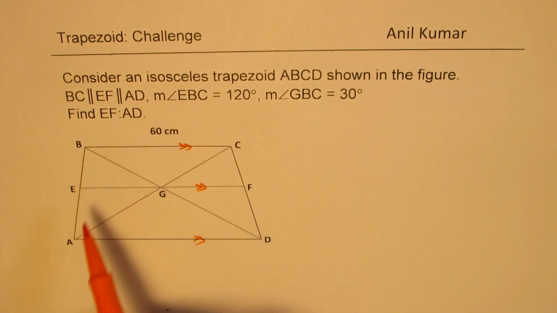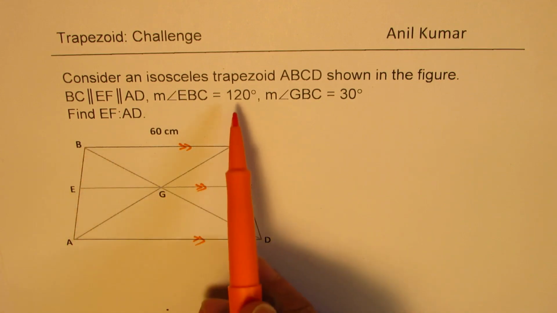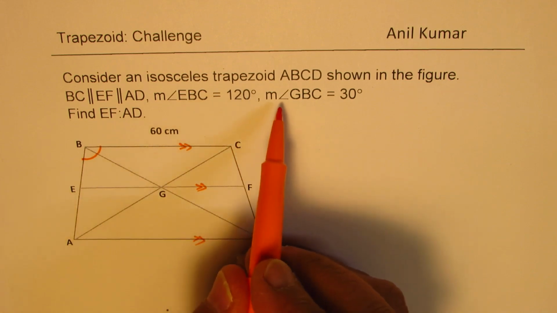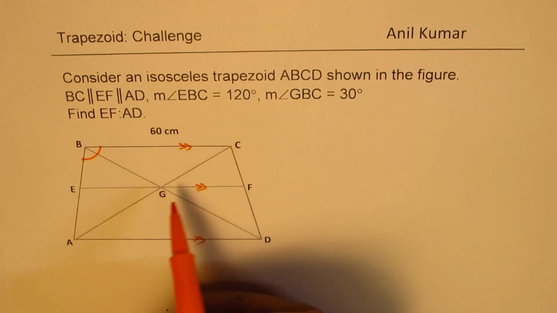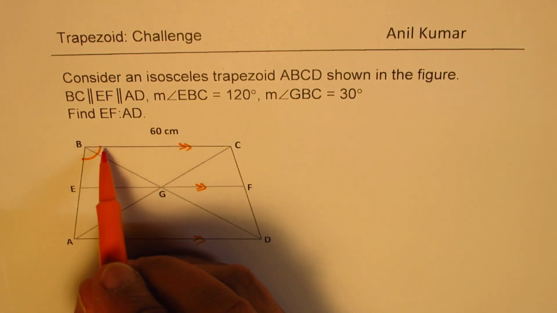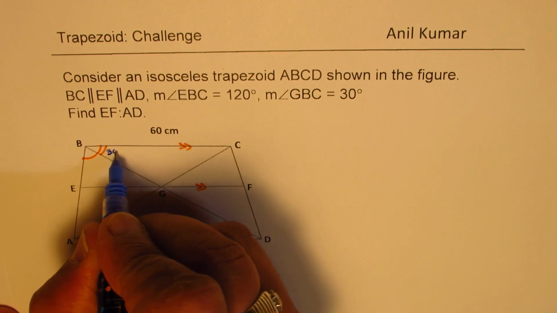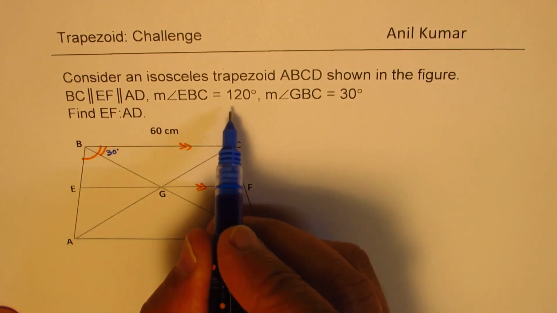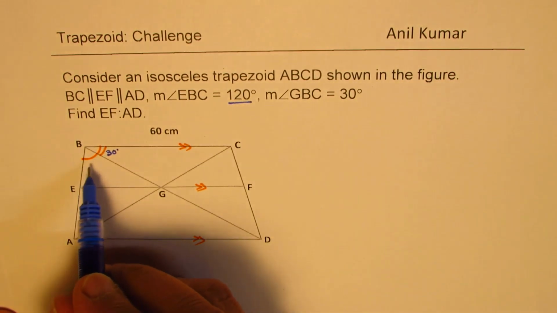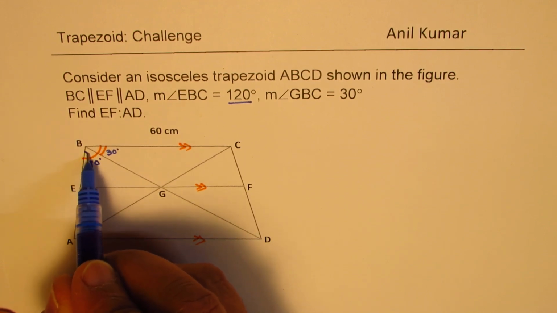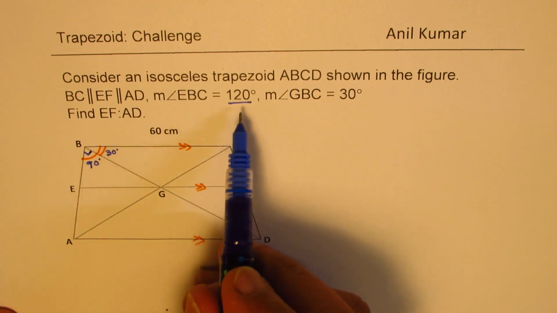Measurement of angle EBC is 120 degrees. So this is 120 given to us, right? And measurement of angle GBC, this angle is 30 degrees. Okay. So we are given this angle as 30 degrees. Total is 120, and therefore this angle here will be 90 degrees, correct? So basically we do have a right angle here, correct?